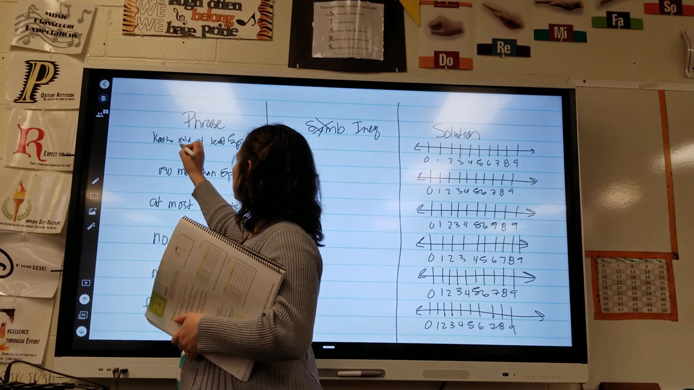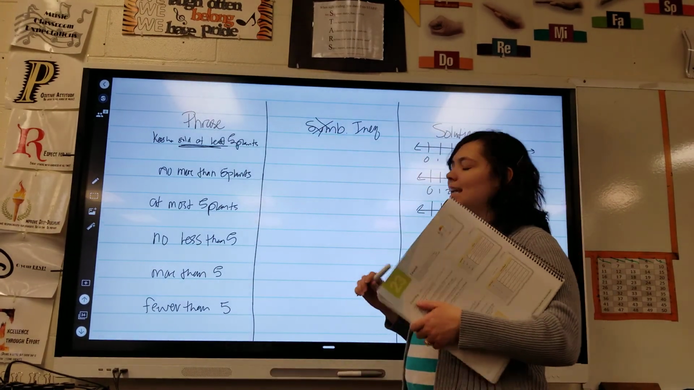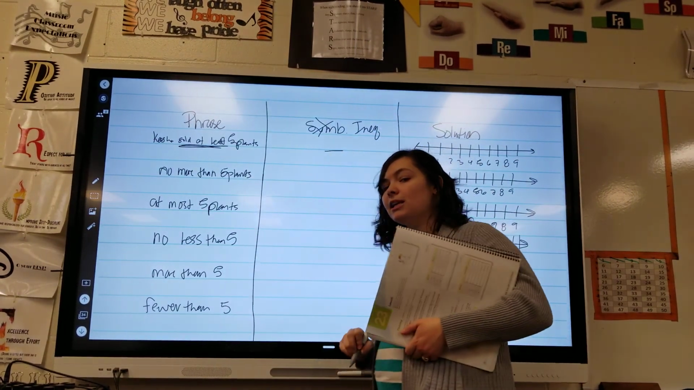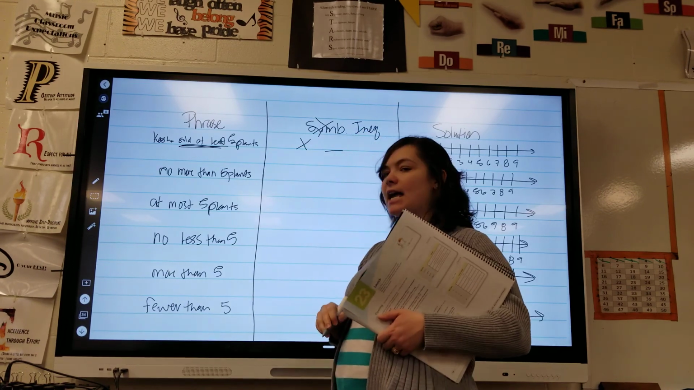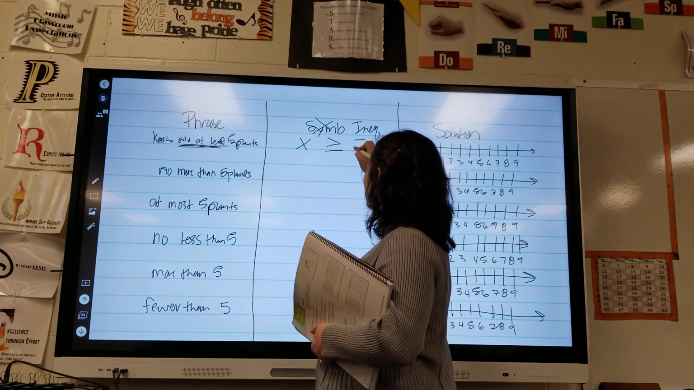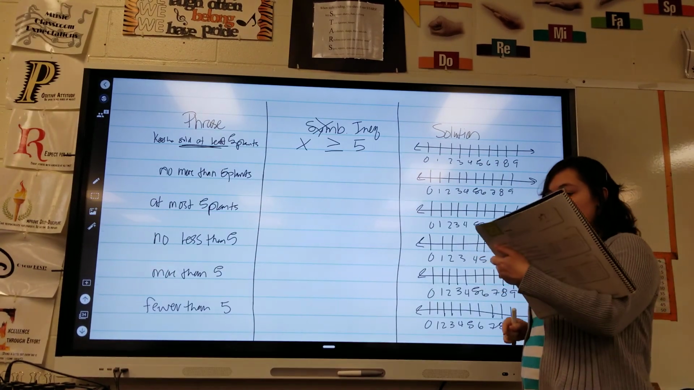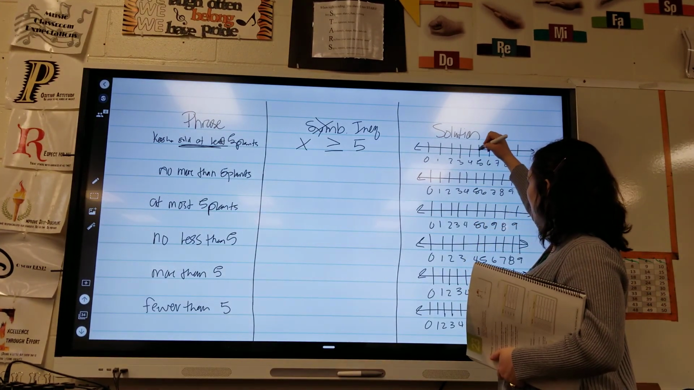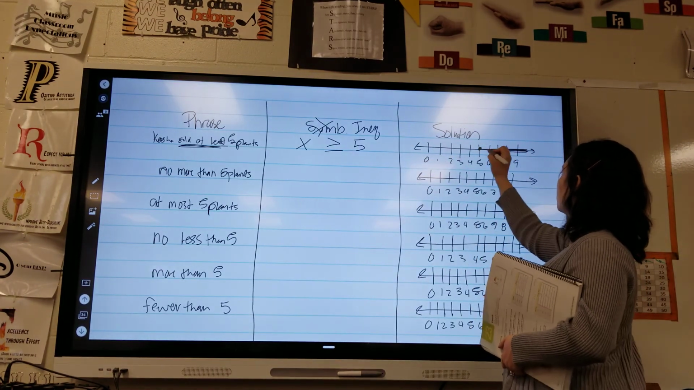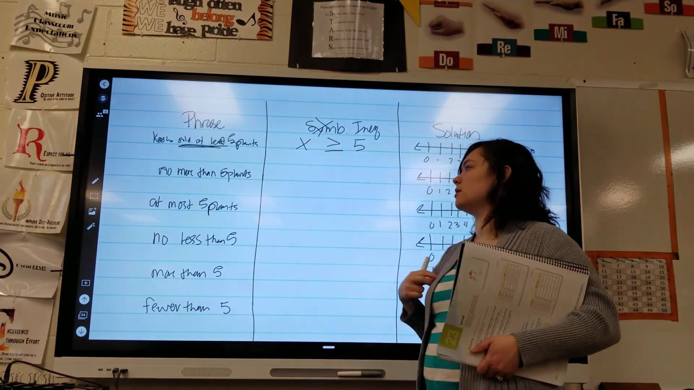Here we have Keisha sold at least 5 plants, okay? So at least would mean that she could sell 5. So it could be equal to, but she did not sell less than 5. Therefore, x has to be greater than or equal to 5. Now, how will we show this on a number line? Well, we go to 5 and we put a dot because it can be equal to 5, right? She sold at least that amount, but we would only shade this way because she did not sell less than 5. She sold at least 5.